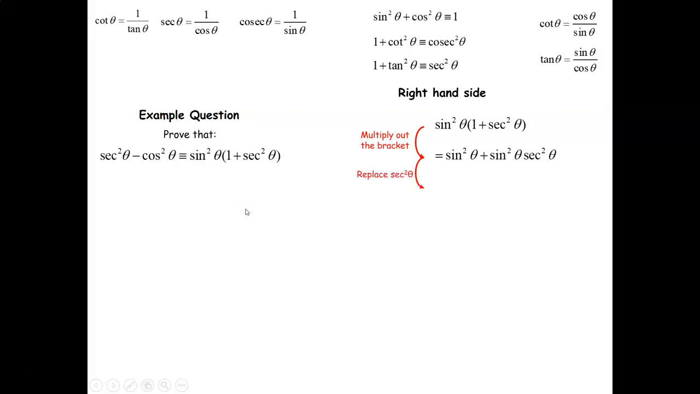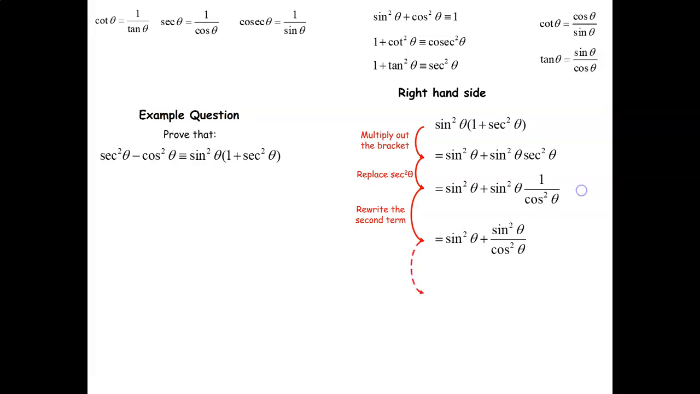Another example. This time I'm going to start with the right-hand side. Expand the bracket. Rewrite the sec squared. Sorry, this one here. It's 1 over cos squared. I can simplify and rewrite this. Sine squared theta over cos squared theta is tan squared theta.